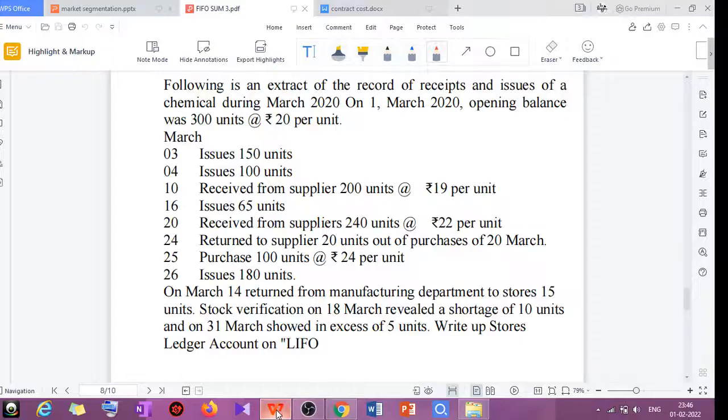Good morning everyone. So far we have learned about the FIFO method, that is first in first out. So today we are going to learn about LIFO, that is last in first out.